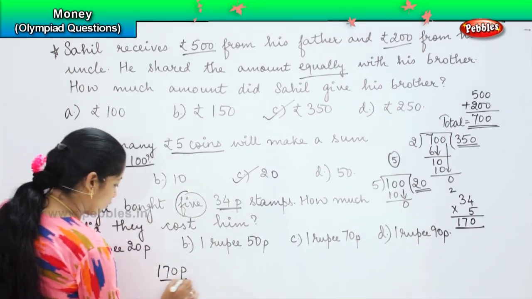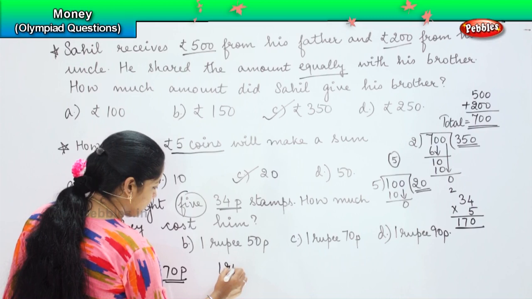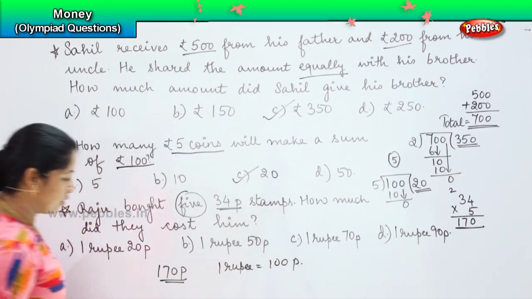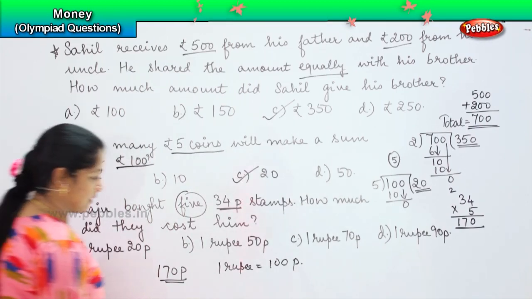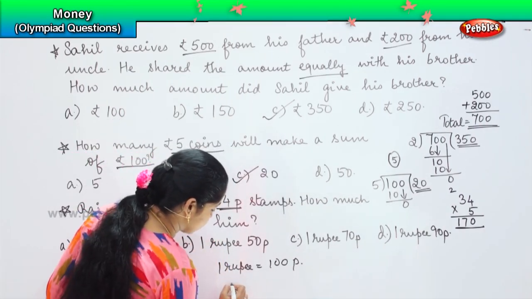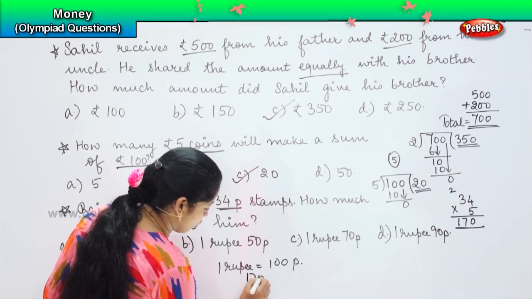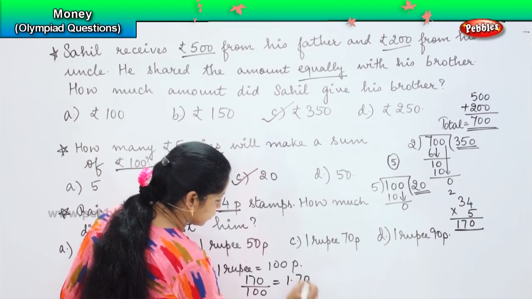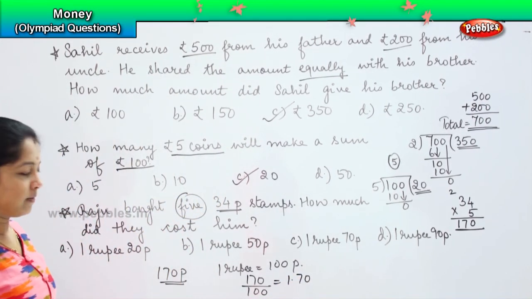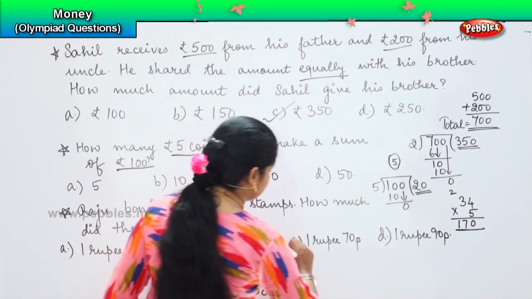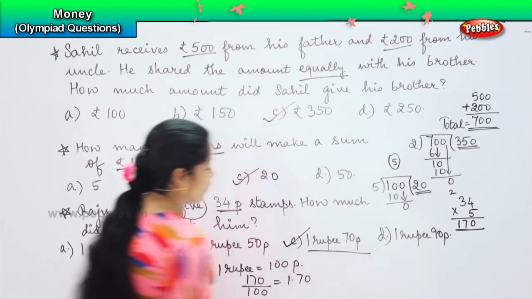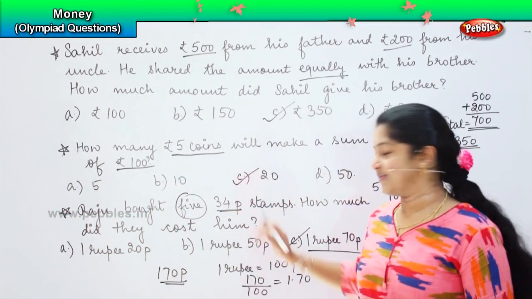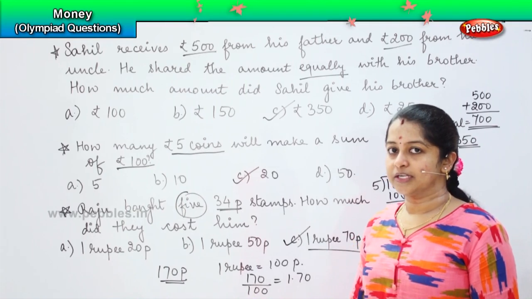Okay. We all know that 1 rupee is equal to 100 paise. Right. So, how much is 170 paise, children? Yes. So, which means 170 paise will be equal to 170 divided by 100, which will equal to 1.70. So, where is 1.70? Option C. So, 1 rupee 70 paise is the value of 5 stamps of 34 paise. Clear? Did you understand this?